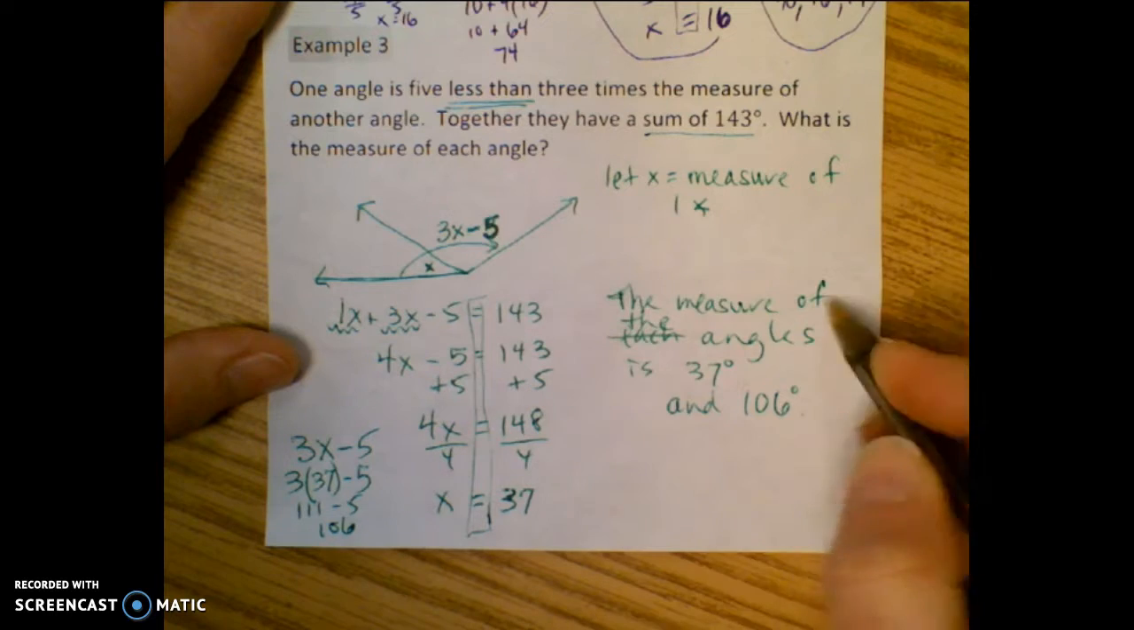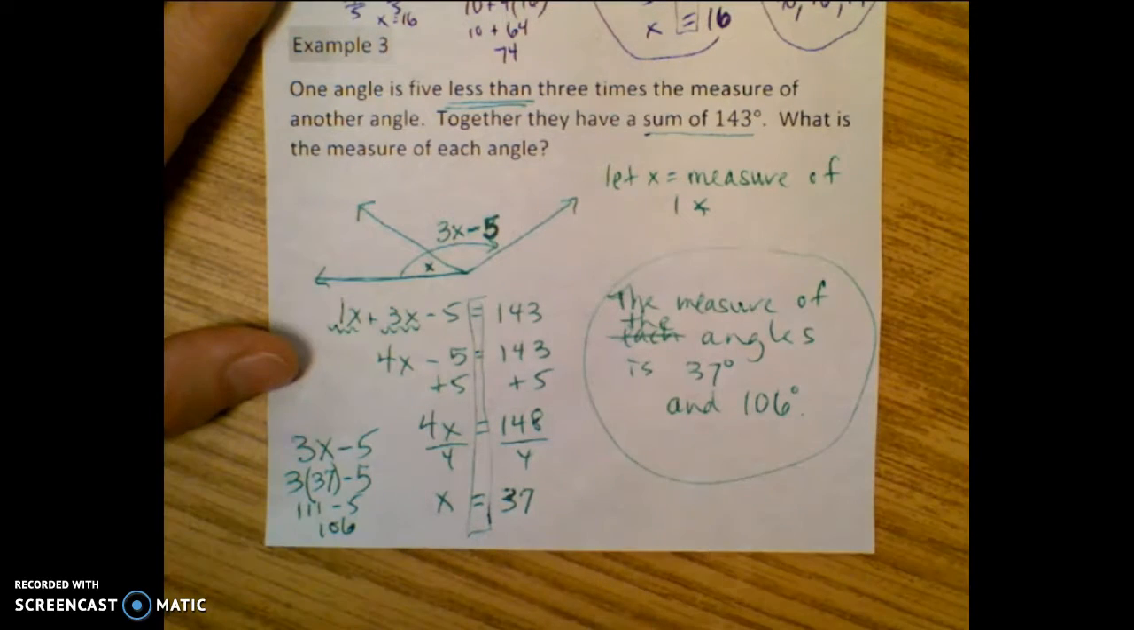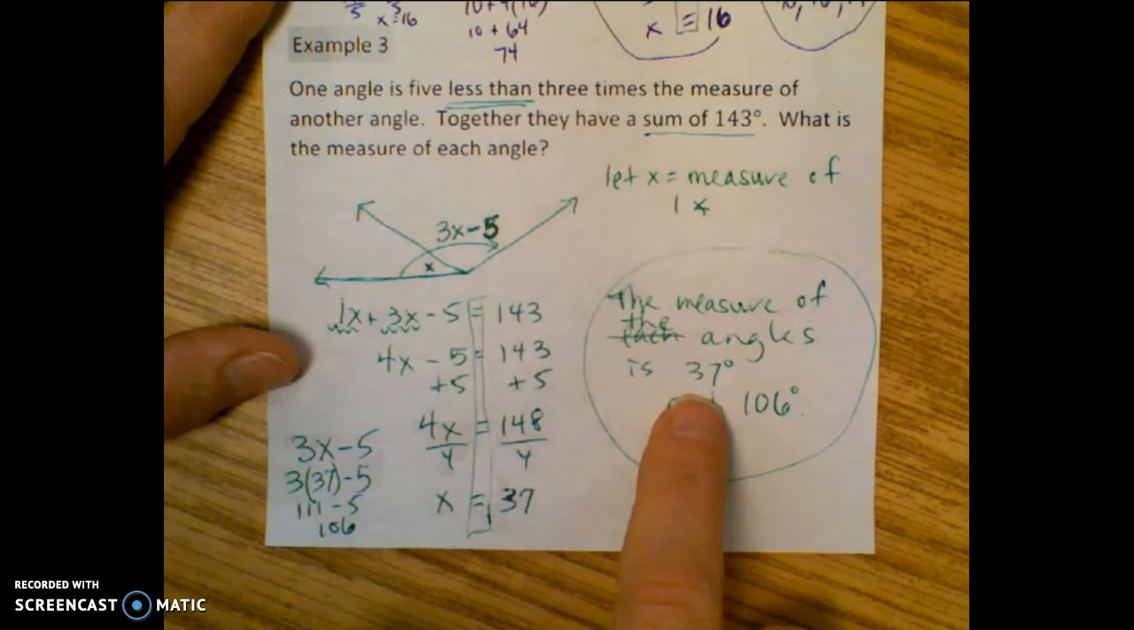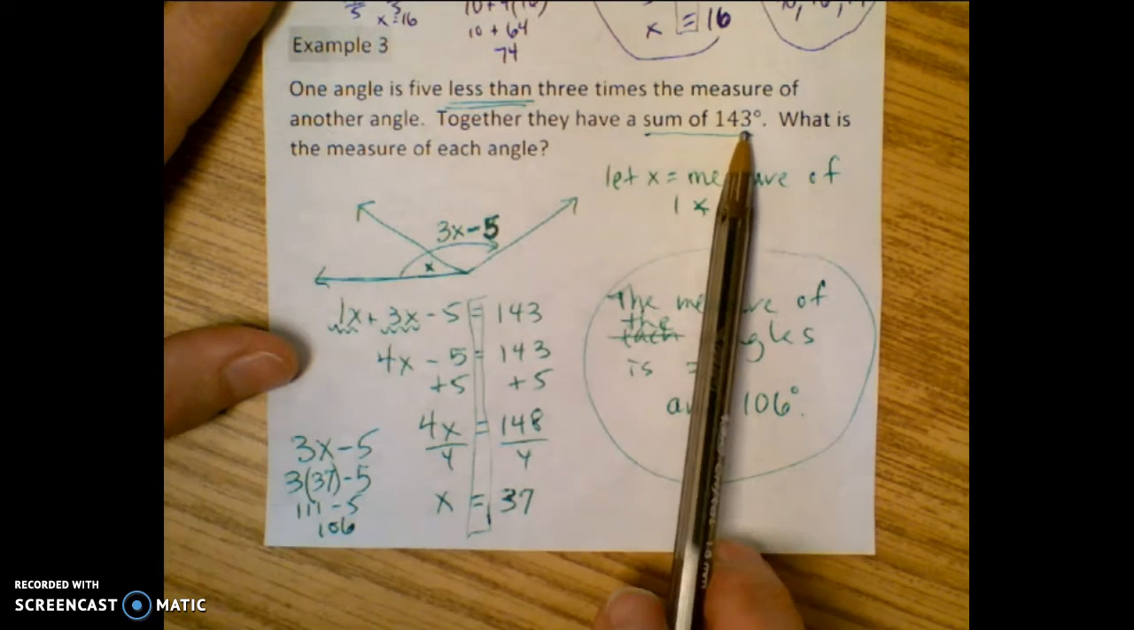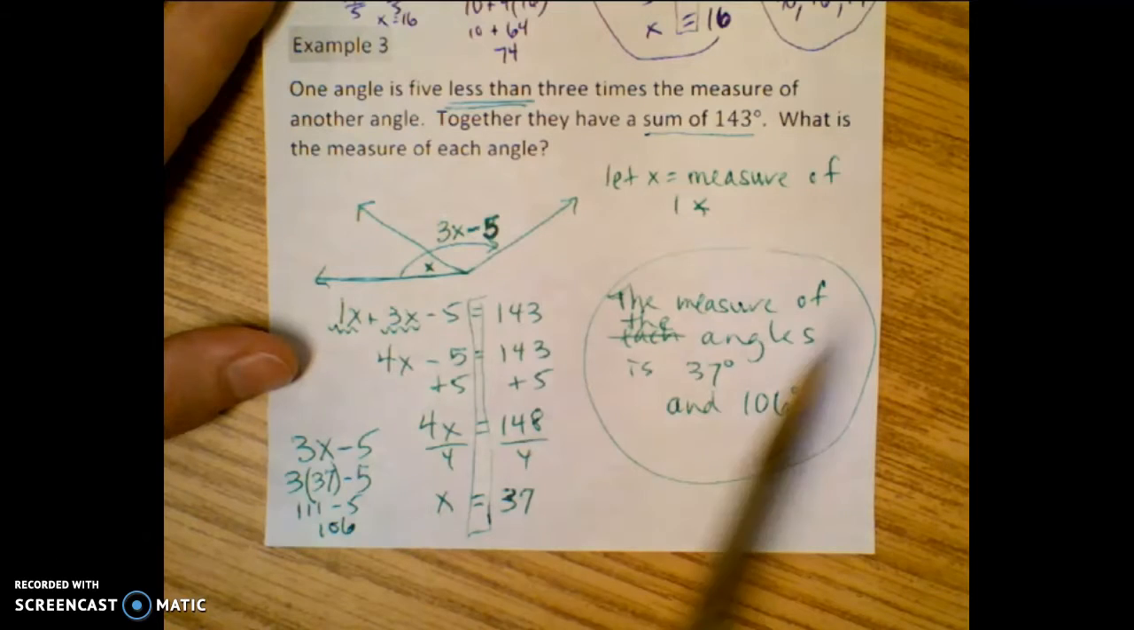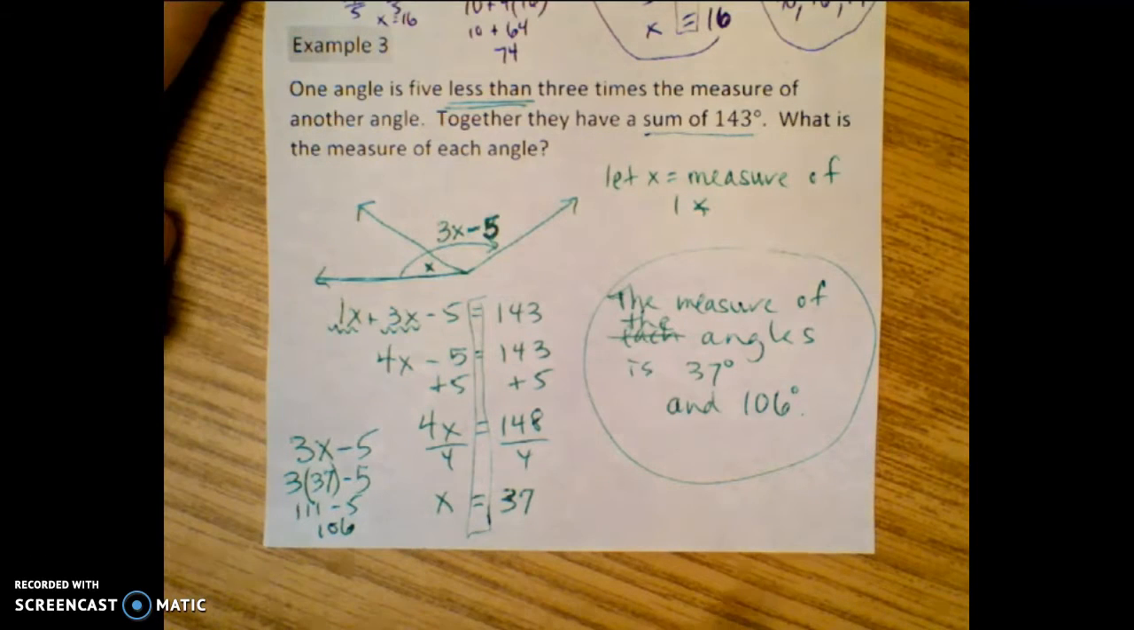To check our work, we're going to take our angle measures, 106, add it to the 37, and verify that we do get a total of 143. That's how you know you will have completed the question correctly.